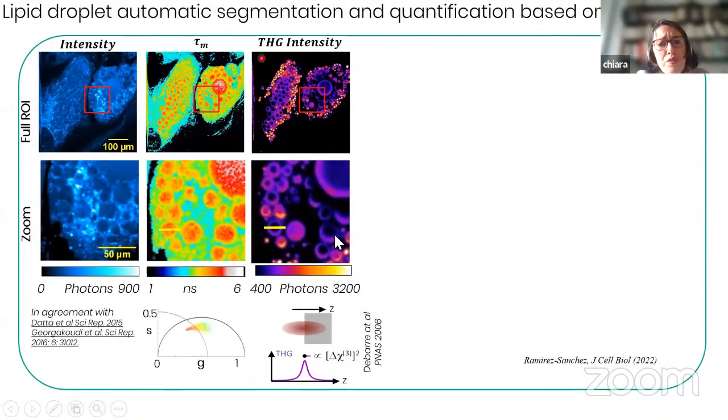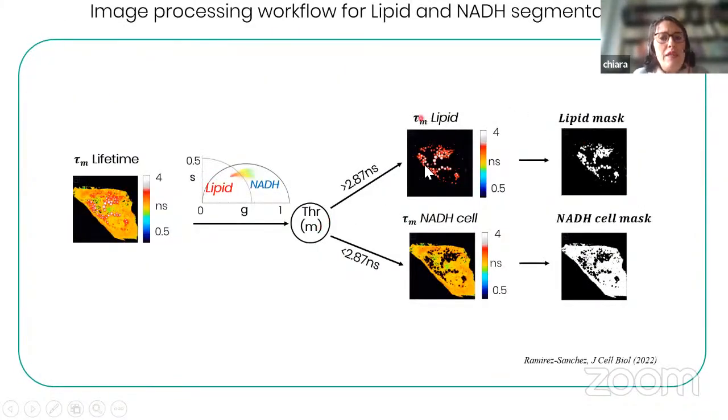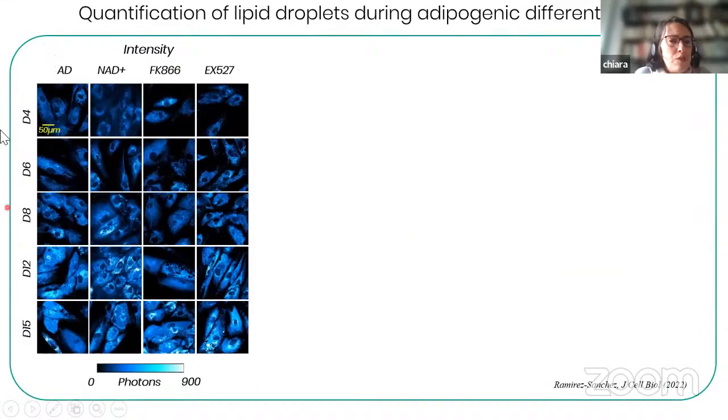So we use the THG ground truth to set the thresholds for the lifetime and to automatically select the pixels and attribute them to the lipid mask, and perform automatic segmentation at the pixel level. So we can assign pixels to the lipid mask or to the NADH mask automatically in every cell. And then we can apply this to our measurements.